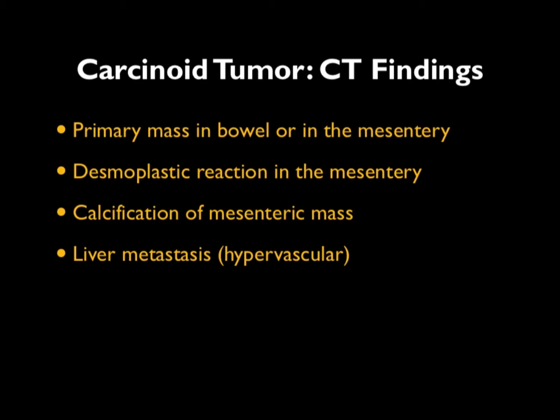We used to have a hard time seeing the tumors in the bowel. Now we commonly see both the bowel and mesenteric involvement. You can see a desmoplastic reaction. The only thing that can look similar is sclerosing mesenteritis. 70% of the time, the mesenteric mass is calcified, and liver mets, when they're present, are typically hypervascular.